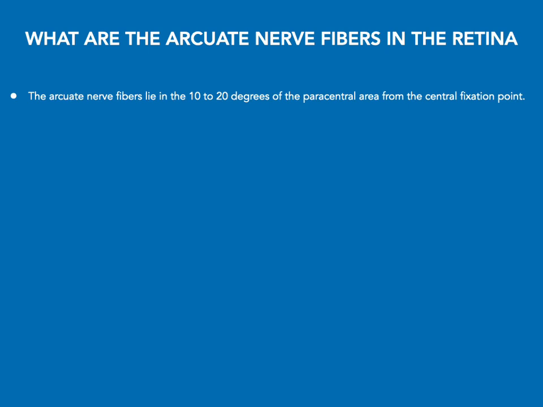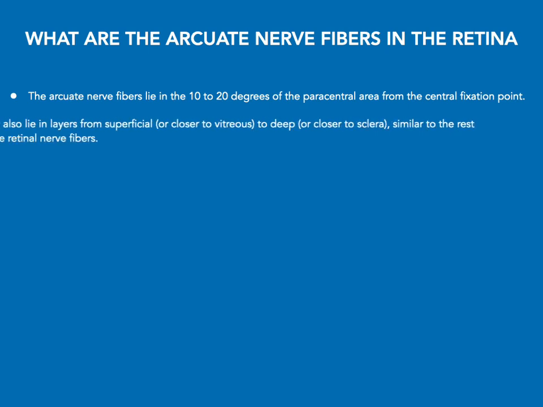The arcuate nerve fibers lie in the 10 to 20 degrees of the pericentral area from the central fixation point. They also lie in layers from superficial, or closer to the vitreous, to deep, or closer to the sclera, similar to the rest of the retinal nerve fibers.